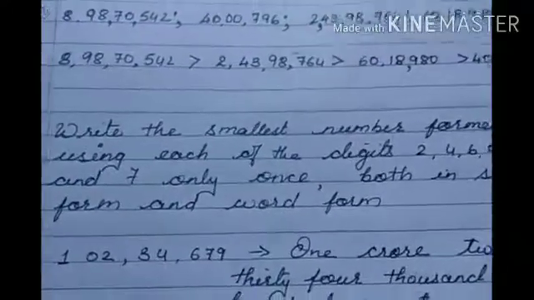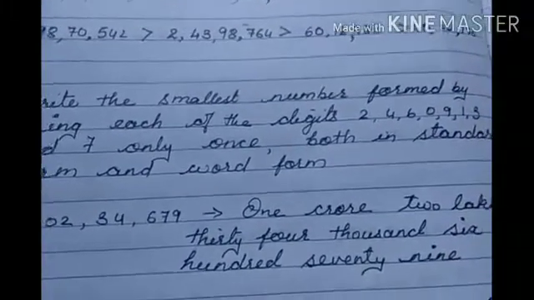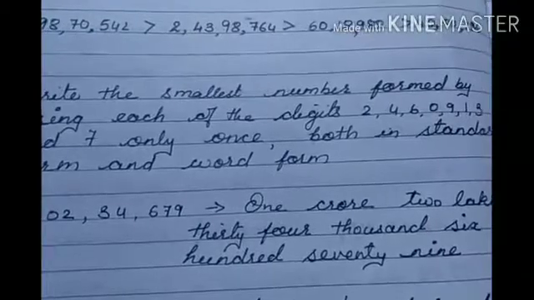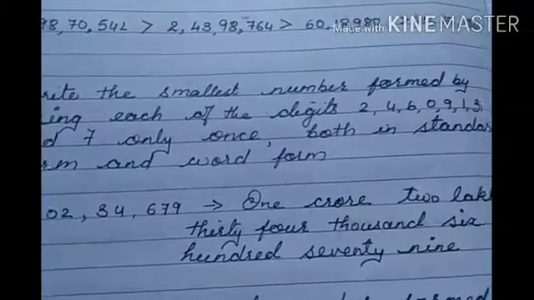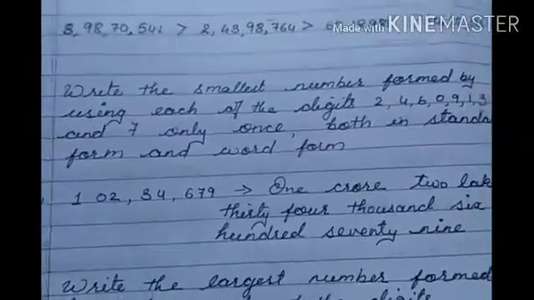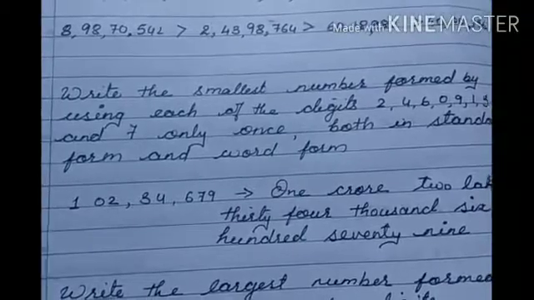So here the question is asking you to form the smallest number by using the given digits. First you need to count how many digits are here. 1, 2, 3, 4, 5, 6, 7, 8. 8 digits are given and the question is asking you to write the smallest number.